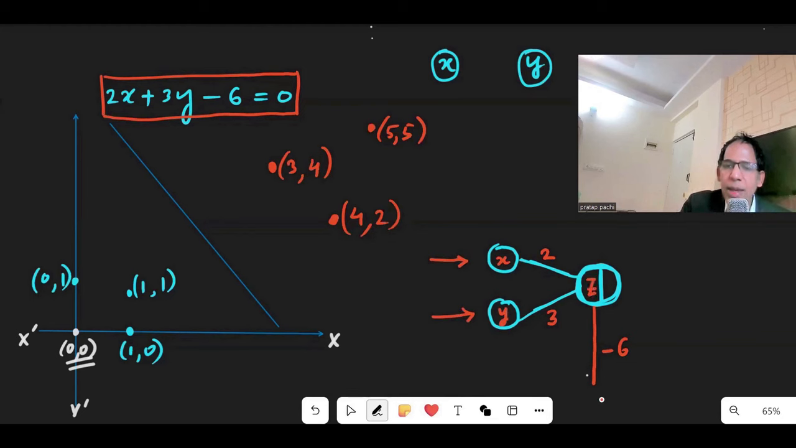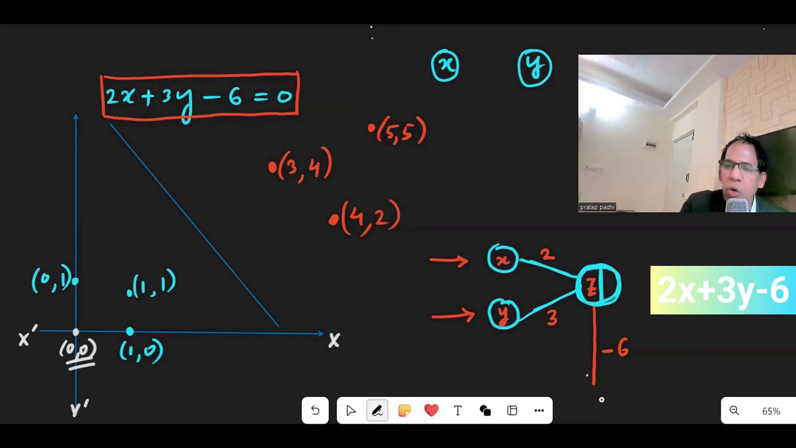So z is a linear combination, 2x plus 3y. And then here, if you see, I have a minus 6. So my z will be 2x plus 3y minus 6. So I need to only know the right hand side of this is positive or negative. Sorry, the left hand side of this, that is z. So now I have to determine whether z is positive or not. It will depend on the data. So now let me write data, okay, one by one.